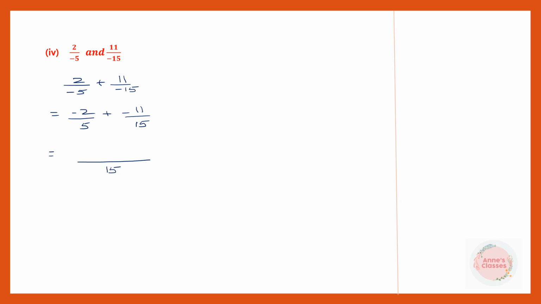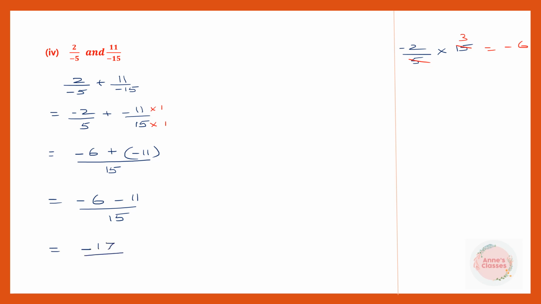Now take the first rational number minus 2 by 5, multiply it by the LCM 15. Cancel 5 and 15, that is 3. So minus 2 into 3 is minus 6. So that is our first numerator. We can write it here. Plus, now here we can use this itself. 15 ones are 15. So minus 11 into 1 is minus 11. Now let's remove the brackets. It becomes minus 6 minus 11 by 15. When signs are same, put the same sign and add. 11 plus 6 is 17. Minus 17 by 15. So this is the answer when we add it as it's given in the question.